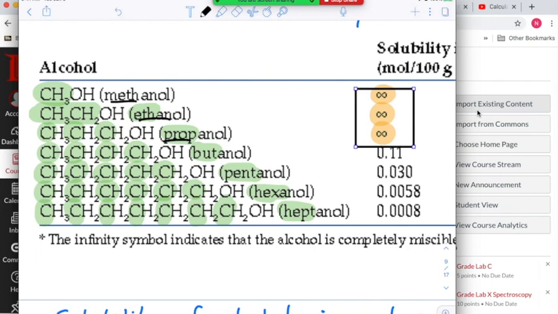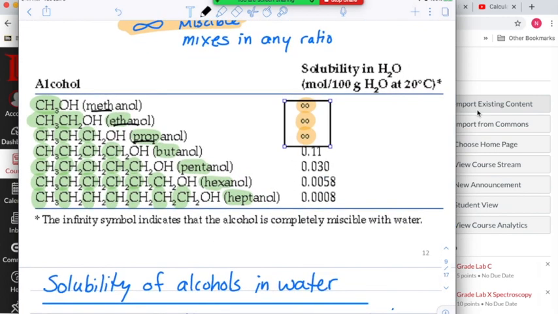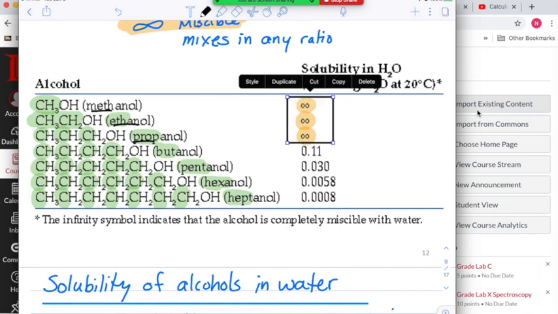The ones below it, their tail is too large. Their tail does not allow them to dissolve into water well. So over here, these are definitely not miscible. So the first one, the butanol at 0.11 moles can go into 100 grams of water. It's about 100 milliliters of water. So that is not very much, but by the time we get down to our heptanol, notice we're at 0.0008, extremely small amounts of heptanol. So small that we would probably say it is basically insoluble.